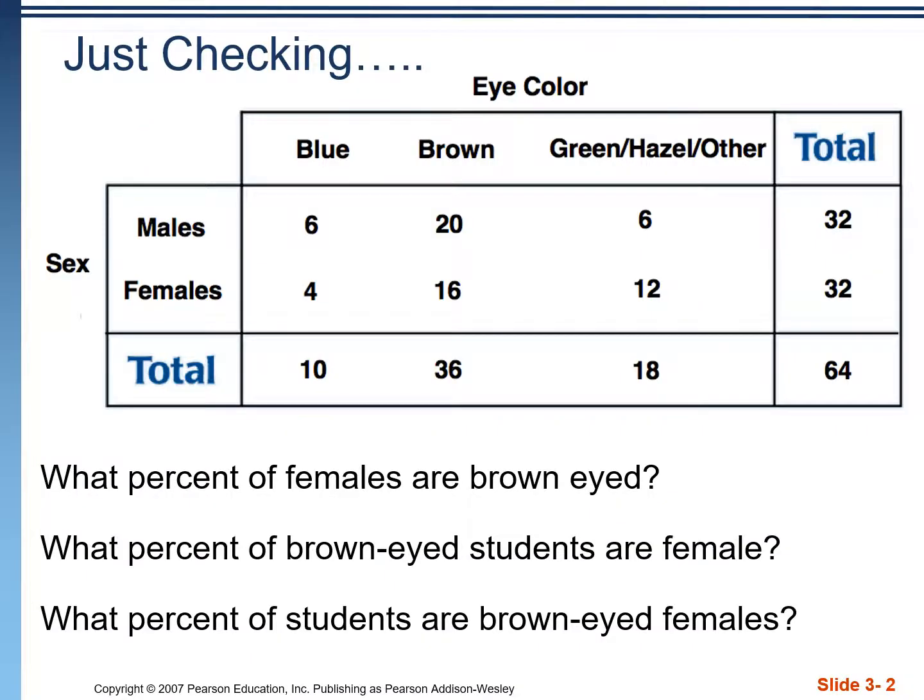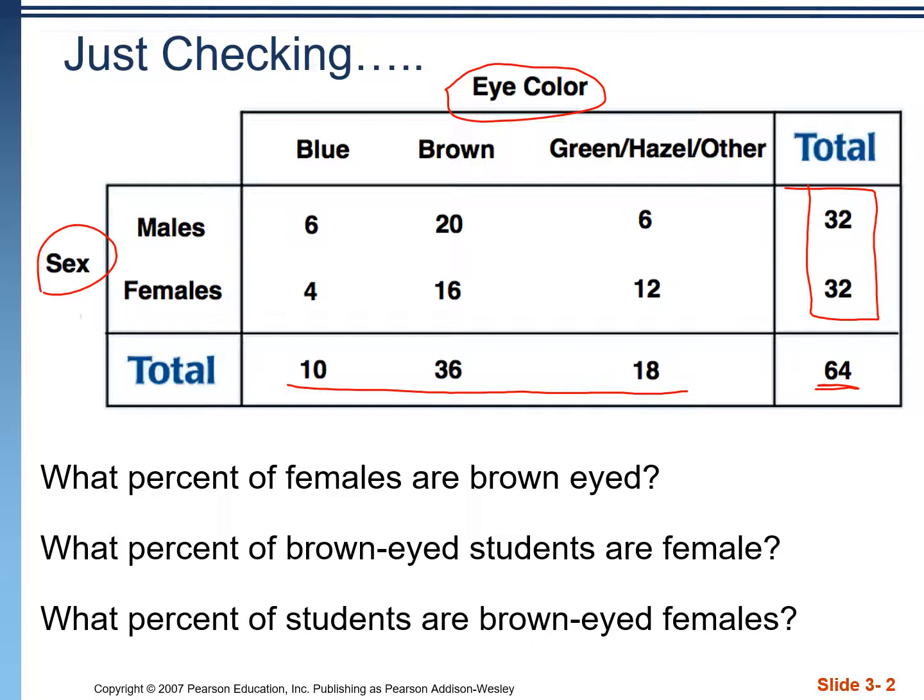Here we have a contingency table with two categorical variables, eye color and sex. There are 64 people in our table, 32 each of males and females, 10 with blue eyes, 36 with brown eyes, 18 with green, hazel, other eyes. The wording of these questions is very important, so make sure you pay careful attention to them.